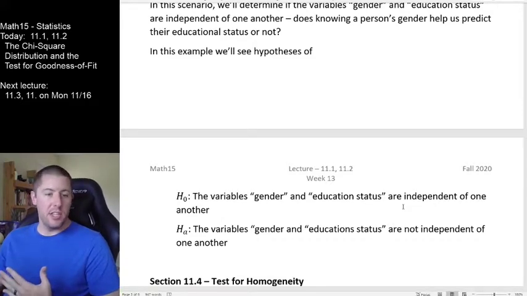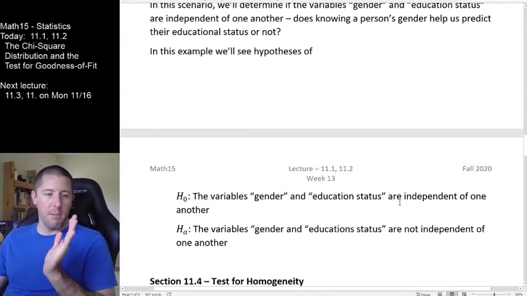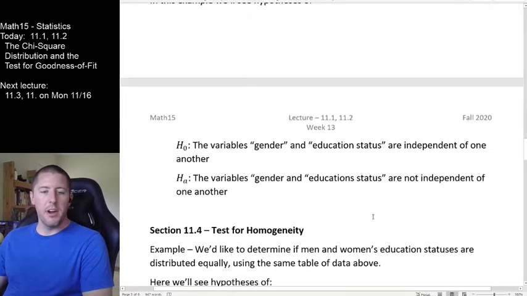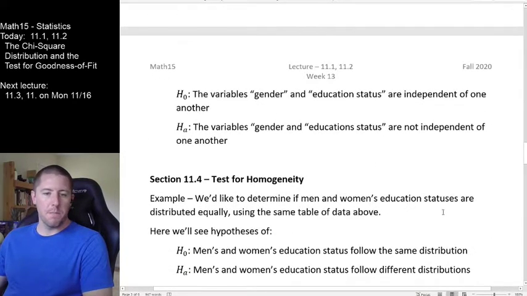Our probabilities changed by us knowing information about one variable about the probabilities of our second variable. So in this case, our alternative hypothesis would be, no, they're not independent. They're dependent on one another. There's some dependency between those variables. That would be very, very good information for us to know to make predictions.